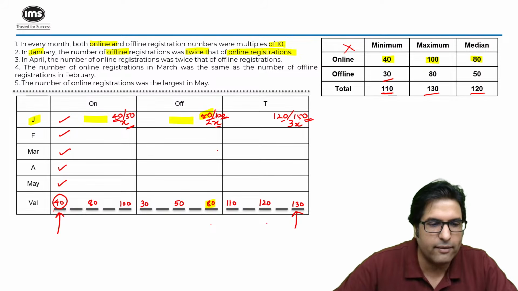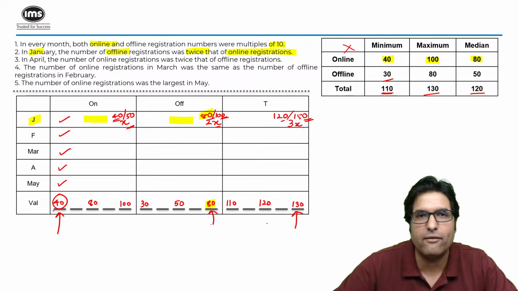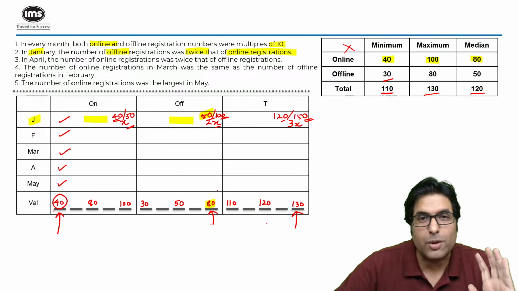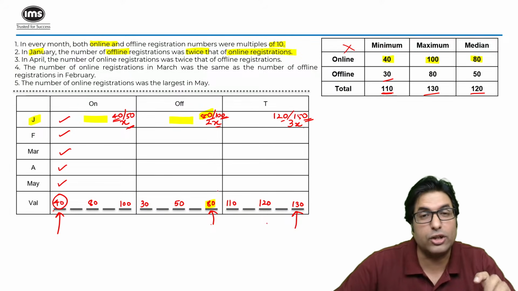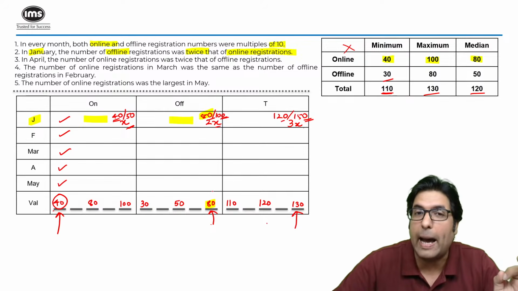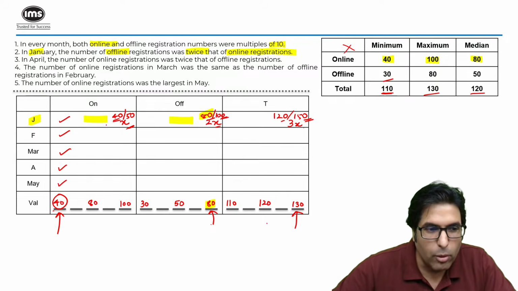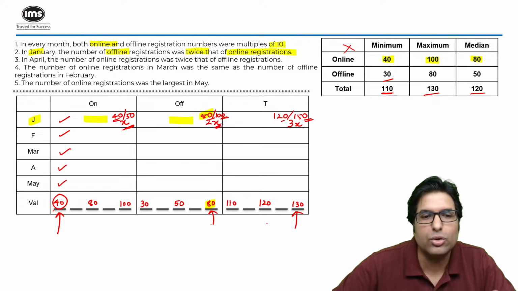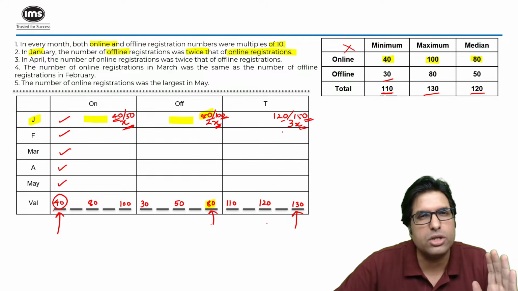We don't have 100 available because the max offline value that we have available is 80. And now, having seen the previous set, you might say, okay, this is a good pattern that we have observed. So this is how CAT wants to test us. Absolutely. The moment you plug in these clues x, 2x, 3x, don't just stop there.